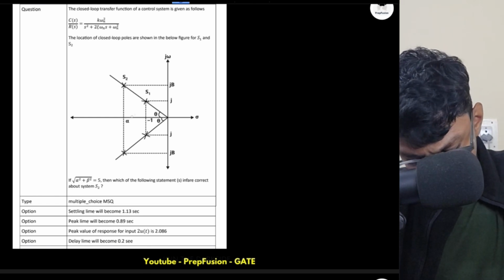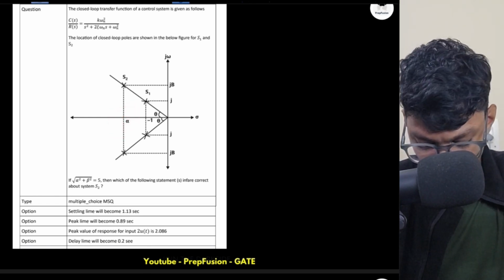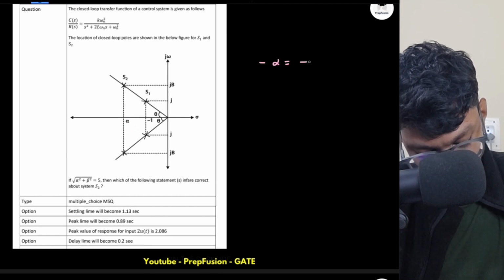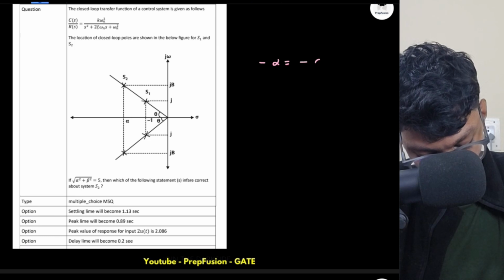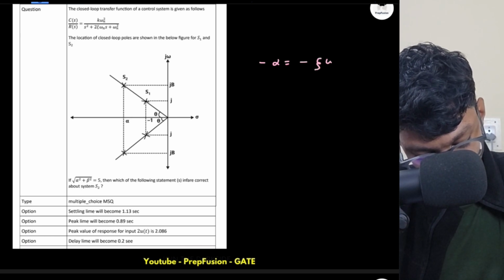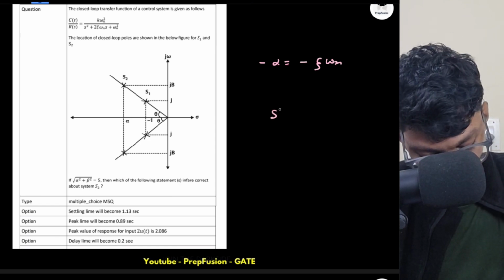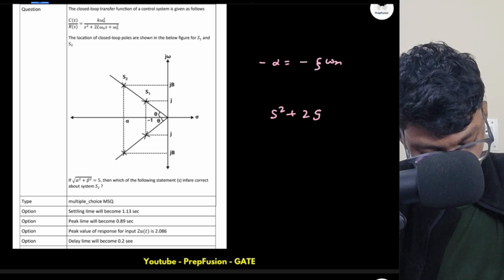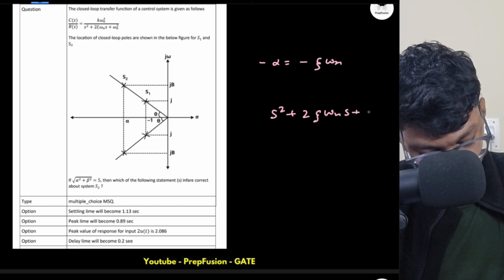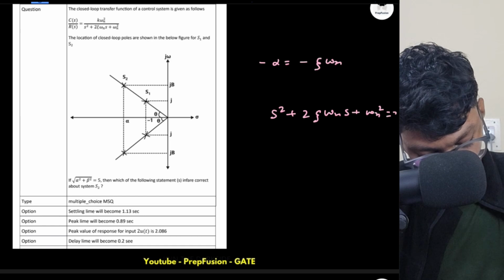If you remember, what was this alpha for a standard second order system? This alpha, or minus alpha, is also equated as minus zeta omega n. If you remember the poles of a standard second order system, the real part is minus zeta omega n. How does it come? The standard second order system has this as its characteristic equation. Now if I want to compute the poles of this, what are the poles?